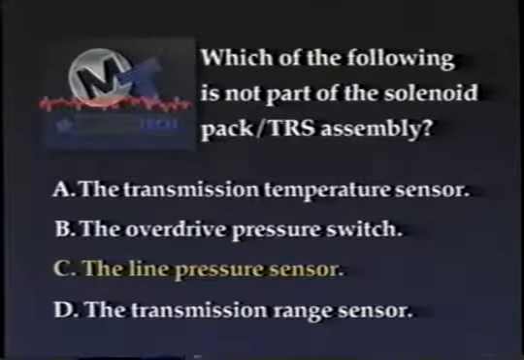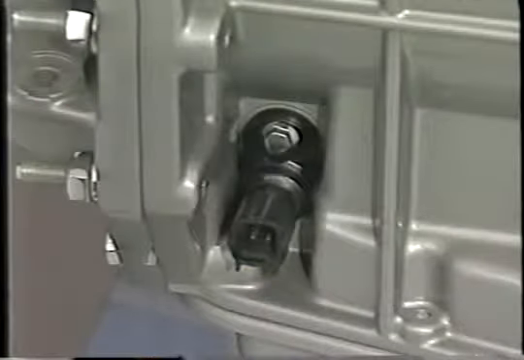C is the correct answer. The line pressure sensor is not part of the solenoid pack TRS assembly.